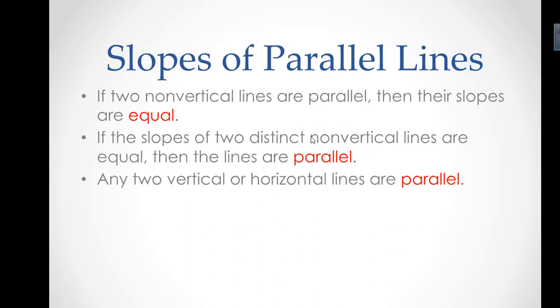So if we take a look at two lines, in the equations of a line, if their slopes are the same, then the lines are parallel. Any two vertical or any two horizontal lines are parallel.